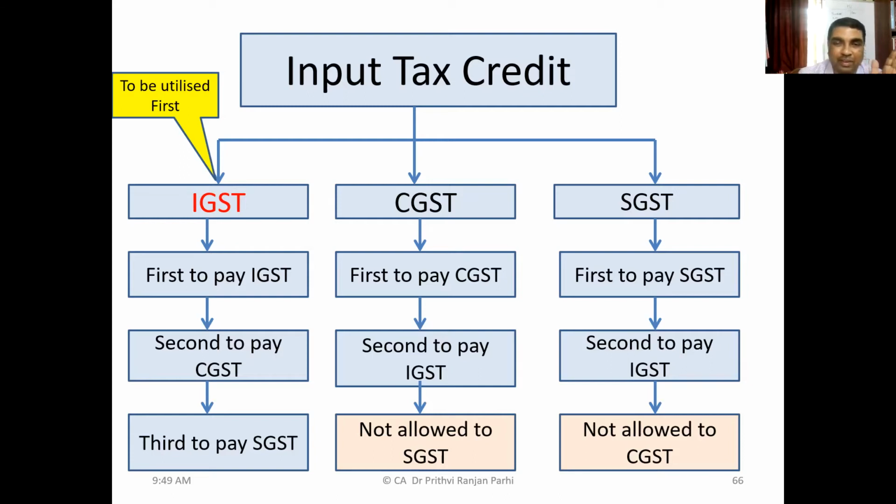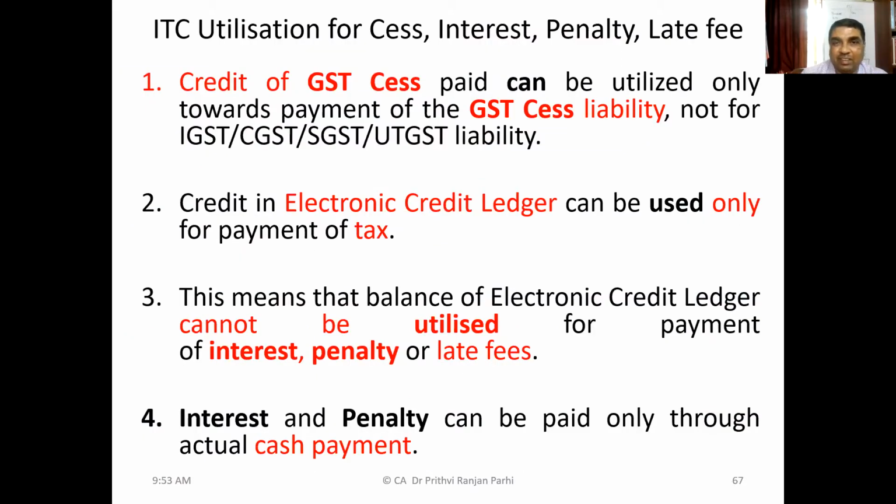Now let us think. I again repeat, a few other points also need to be remembered. First, credit of GST sales can be utilized only towards payment of GST sales liability. This is what we already know. Sales credit can be utilized only for paying GST sales liability. That means it cannot be utilized for IGST, CGST, SGST, or UTGST.